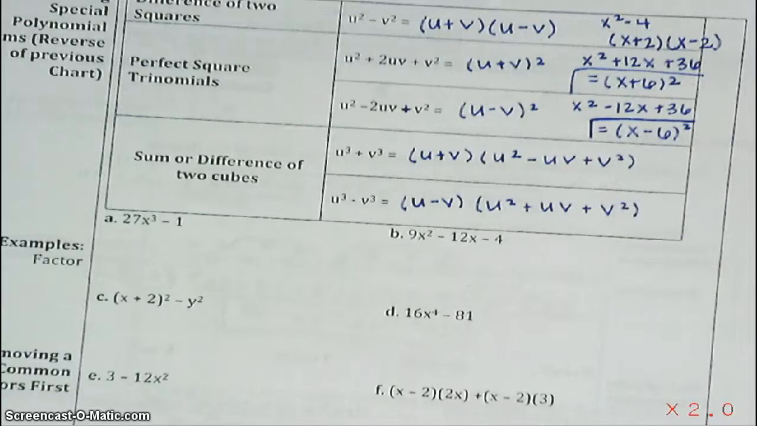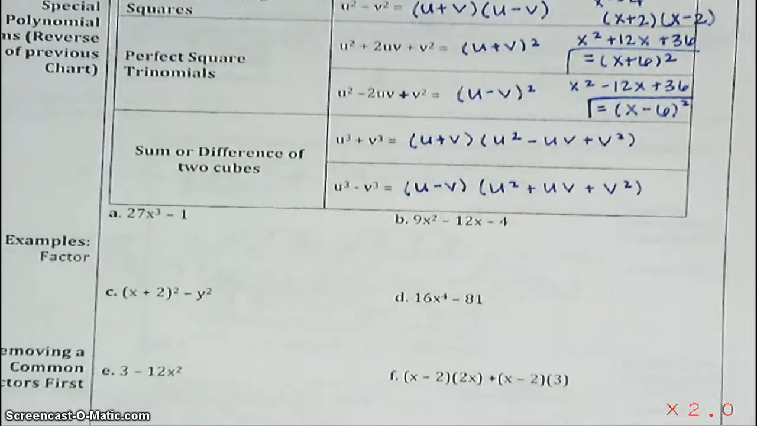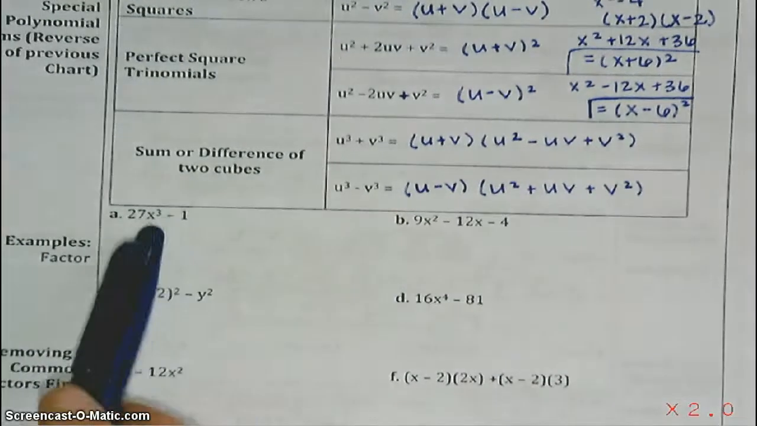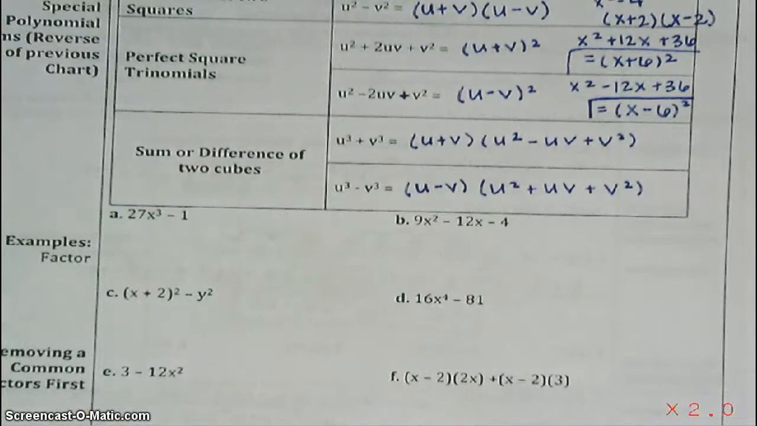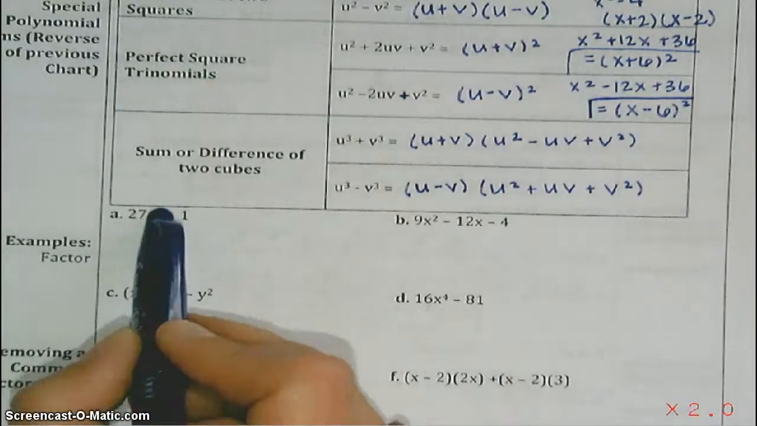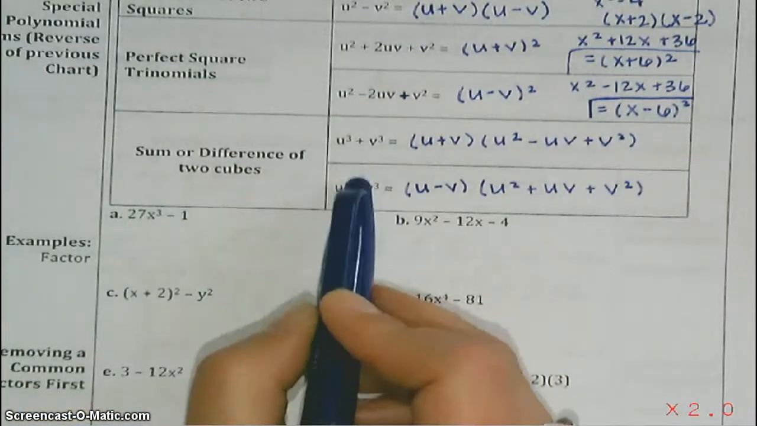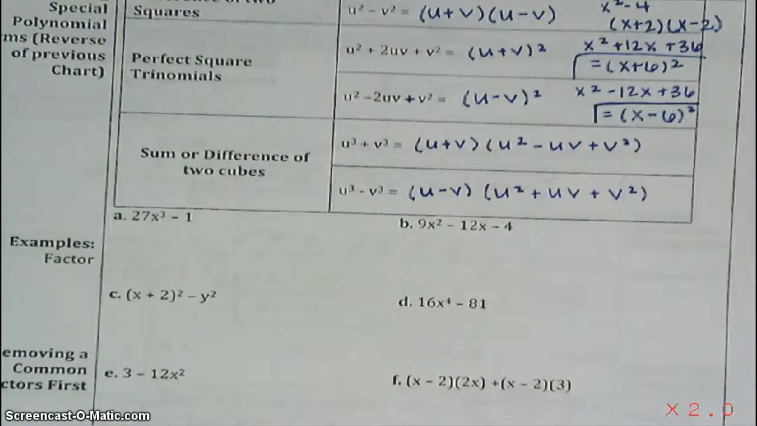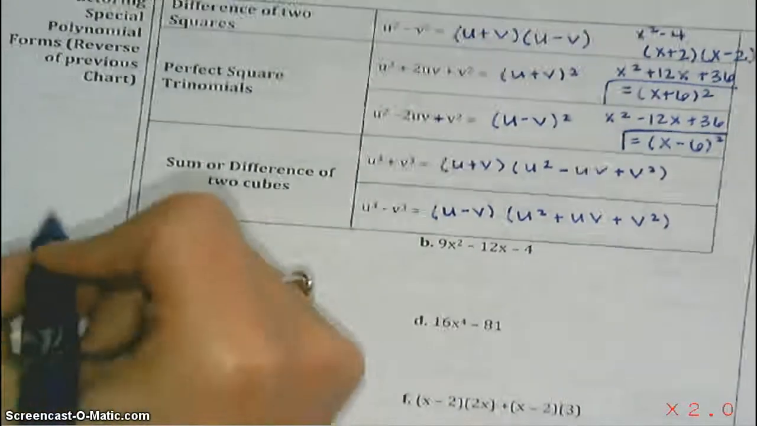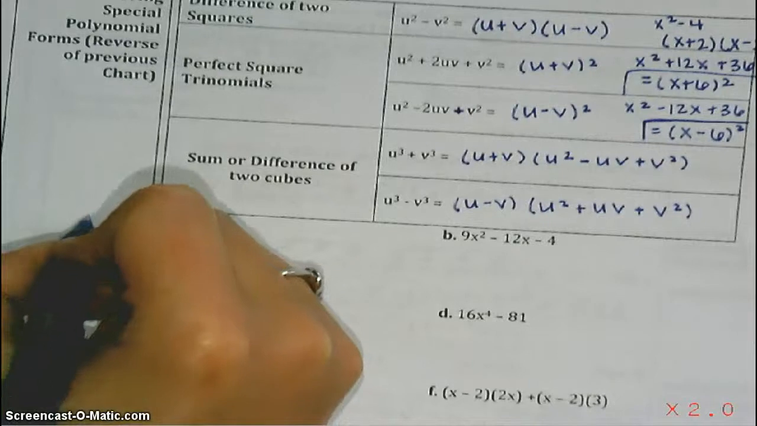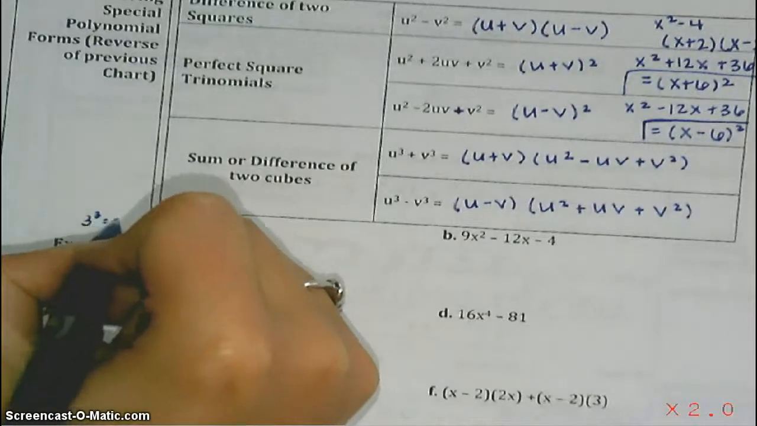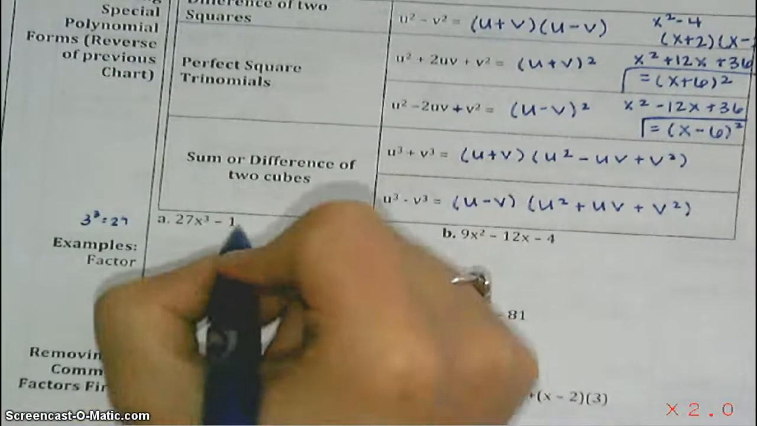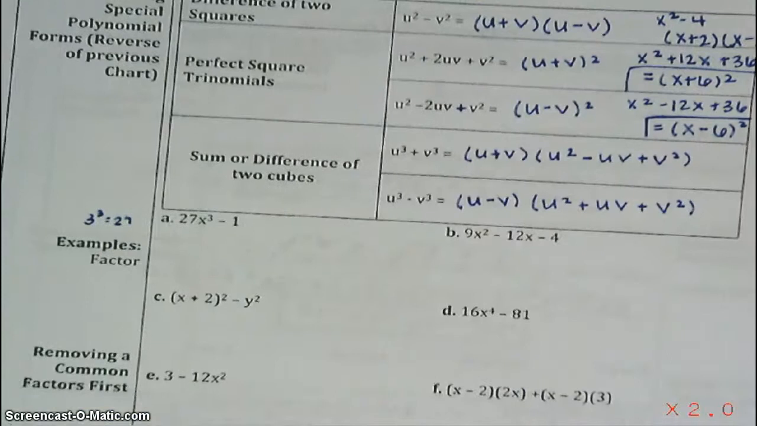So again, we're going to go through and see if we can identify what property it goes with. Always look at the degrees. Hopefully that'll help you get started. For example, this is x to the third, so it's probably going to be one of these. It has a subtraction sign in between it, and then you can just double check. If you take the third root of 27, you're going to get 3. And then the cube root of 1 is itself, it's 1.